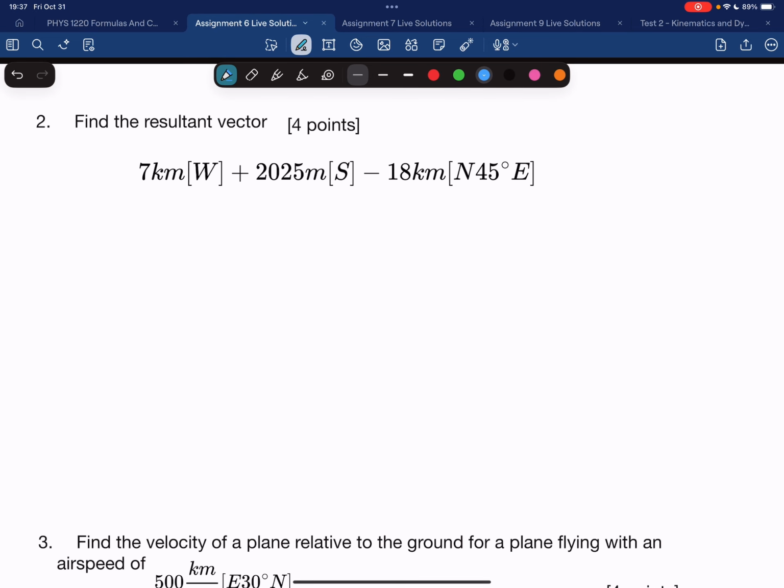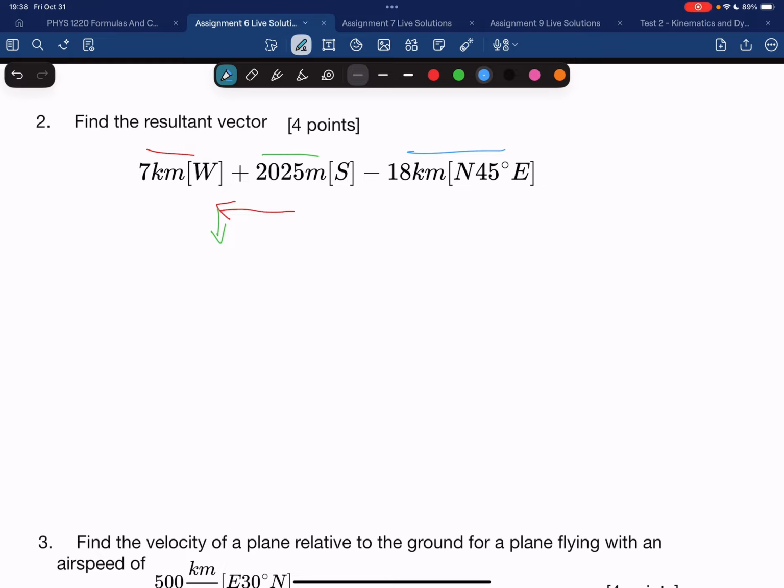Number 2 here. Find the resultant vector. So I'm going to start by drawing a little diagram here. I'm going to put this one in red, this one in green, this one in blue. So first I'm going to have 7 kilometers west. Then I have 2.025 kilometers south. And I'm kind of drawing these to scale, not perfectly.